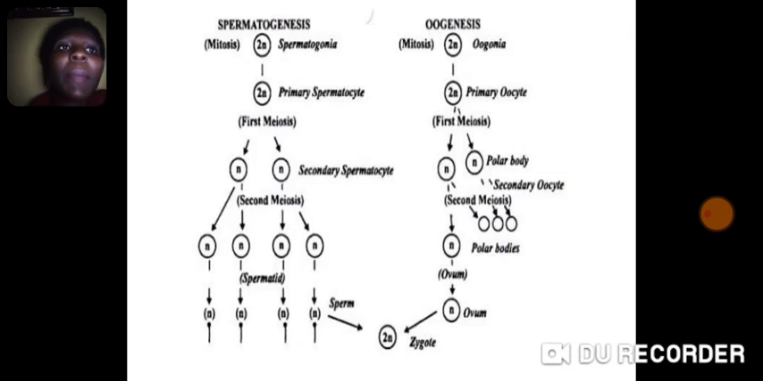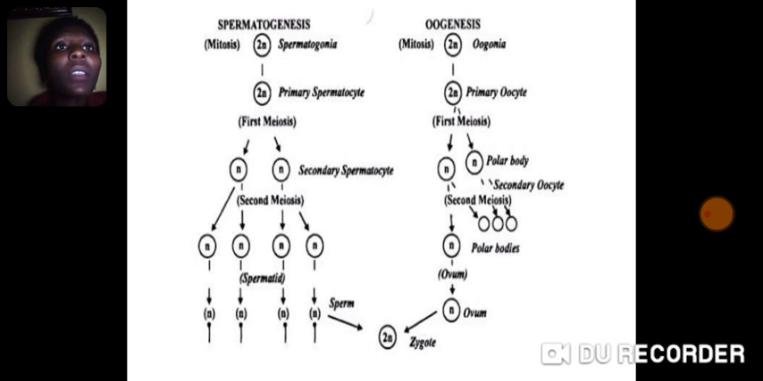So taking a look at spermatogenesis and oogenesis. Let's compare. We already know what spermatogenesis and oogenesis mean, right? In spermatogenesis, take note that this occurs in the testes, specifically the seminiferous tubules, and it begins to happen during puberty in males.